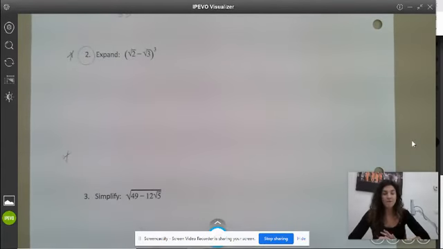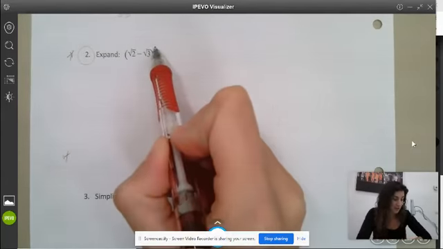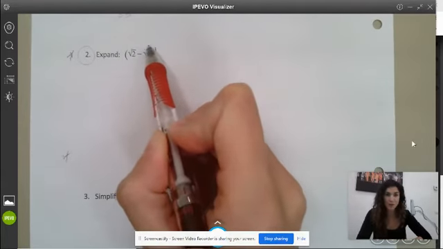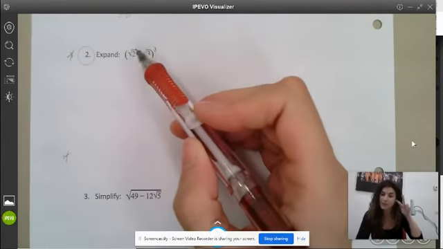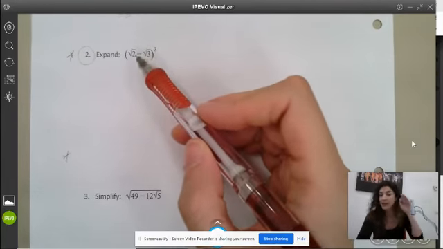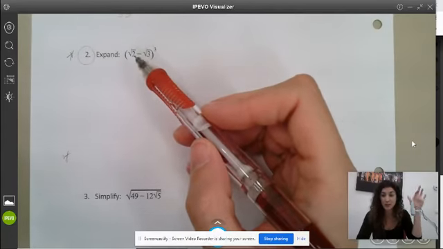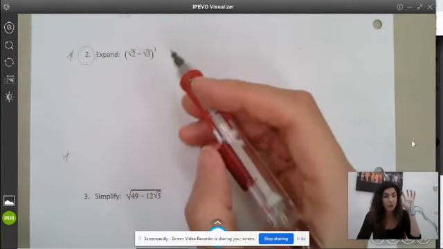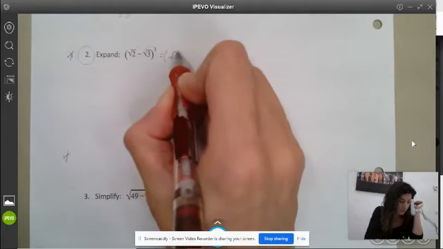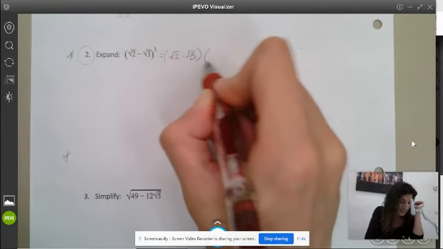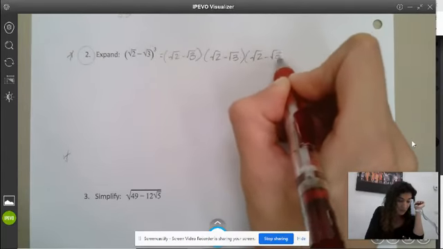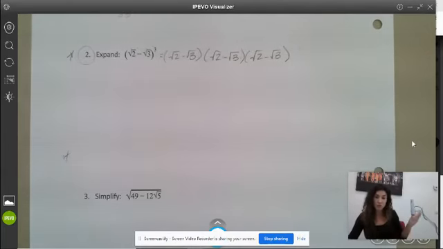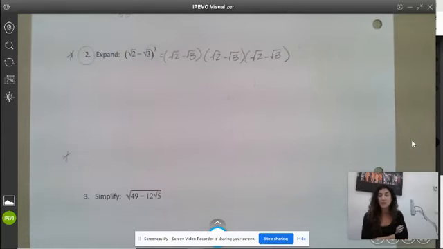Okay, so first things first, I really want to double check and make sure that none of you distributed that cube to both of these terms. Remember that if there's an addition or subtraction in between the two terms, you cannot distribute that exponent into the parentheses. You have to remember that that is root 2 minus root 3 times root 2 minus root 3 times root 2 minus root 3, right? So you have to distribute that all out in order for it to be correct.